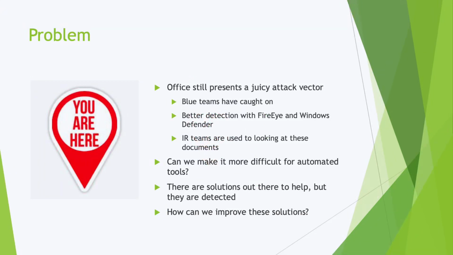IR teams are used to looking at these documents, and for a lot of these, they can take a quick cursory look at the contents of the macro and go, oh yeah, that's another Cobalt Strike. Oh yeah, that's another Metasploit. It just makes it really easy for them. So what I wanted to figure out is, can I make it more difficult for automated tools to look at these? The other thing I wanted to look at is that there are solutions out there to help.